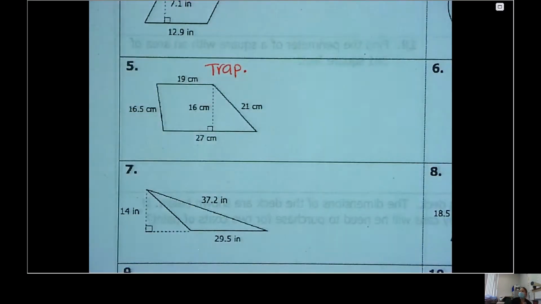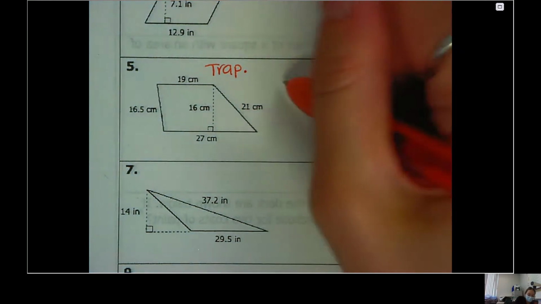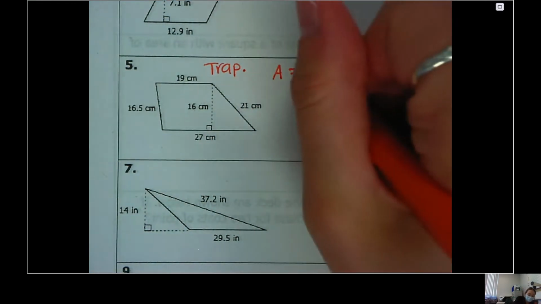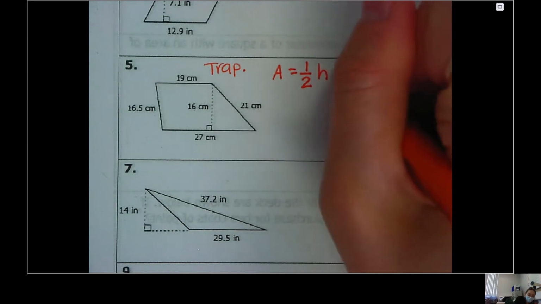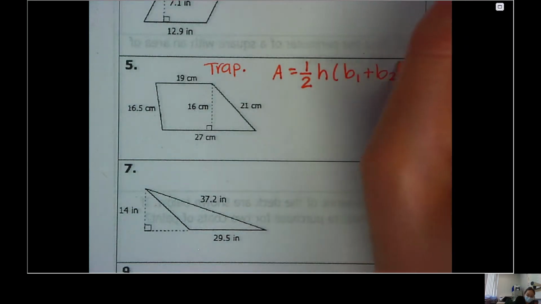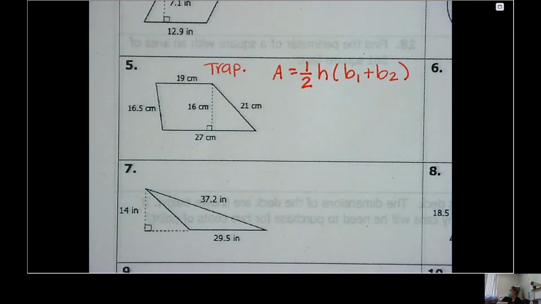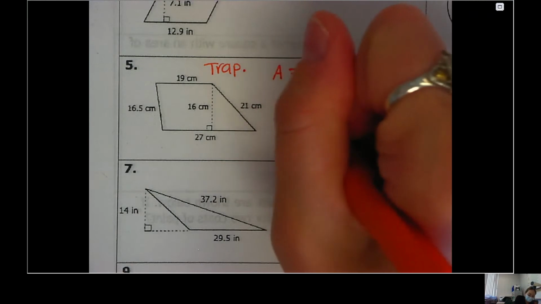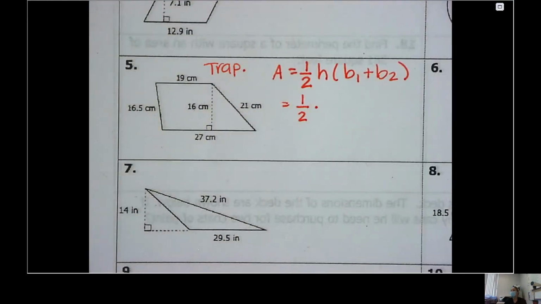Okay, so the equation for trapezoid is the weird looking one, but it's not that hard. It just looks hard. It's 1/2 h parentheses b1 plus b2. So h stands for height. b1 and b2 stand for the two bases that are parallel to each other. All right, so let's plug in the information that we know. Okay. What is our height of this problem? 16? Are you sure? Yeah? Does anybody think there's a different height?